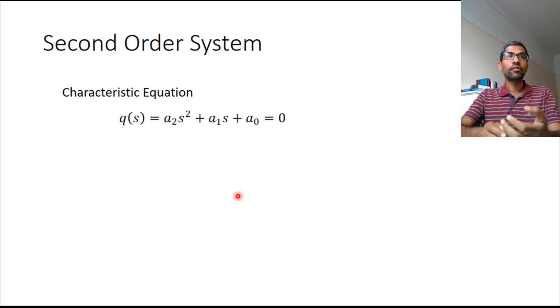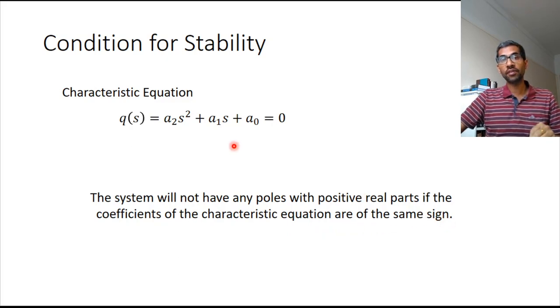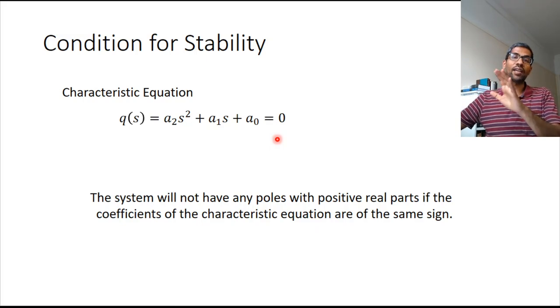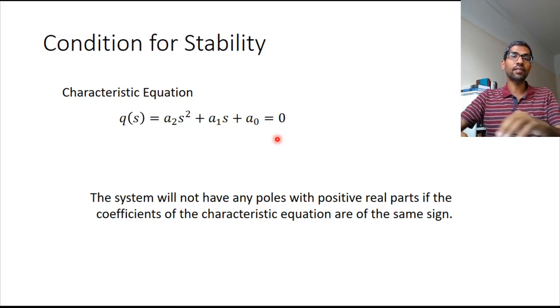Now, similarly, for a second order system, the rule is fairly straightforward. The system will not have any poles with positive real parts, that is, the system will not be unstable, if the coefficients of the characteristic equation are of the same sign. So if a2, a1 and a0 are all of the same sign, then none of the poles are going to lie on the positive side of the imaginary axis, or have positive real parts. So if all the coefficients are of the same sign, we can assume that the system is stable.